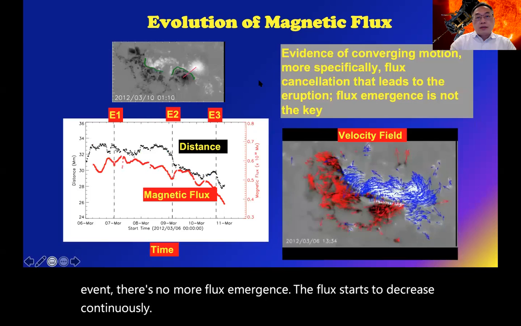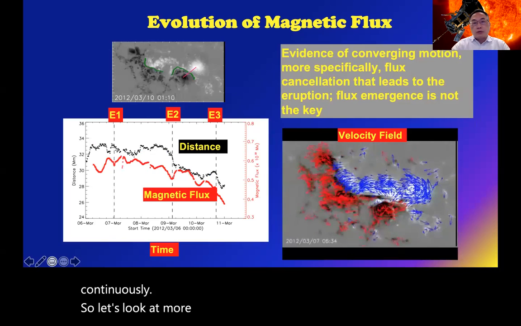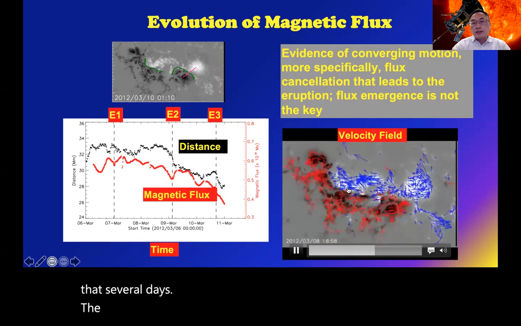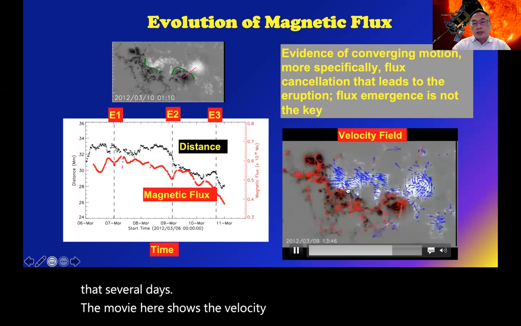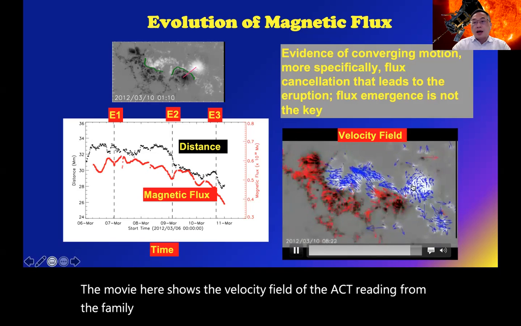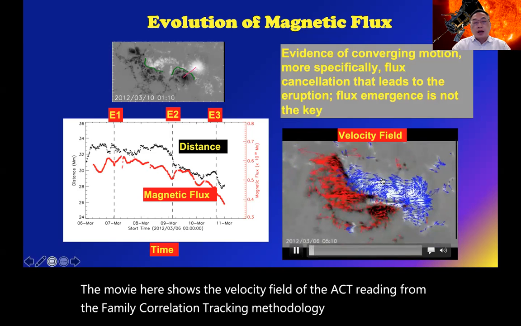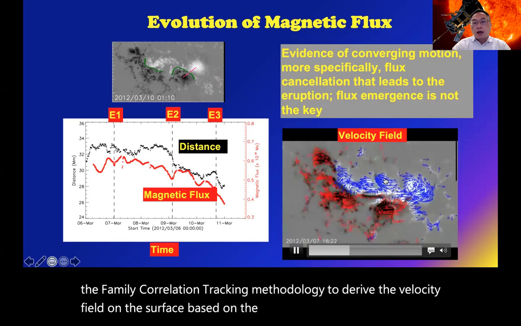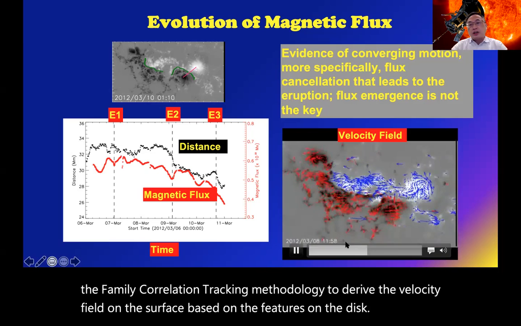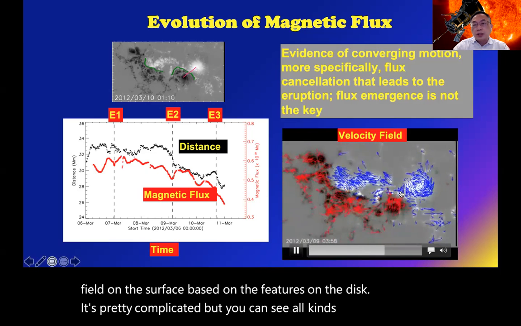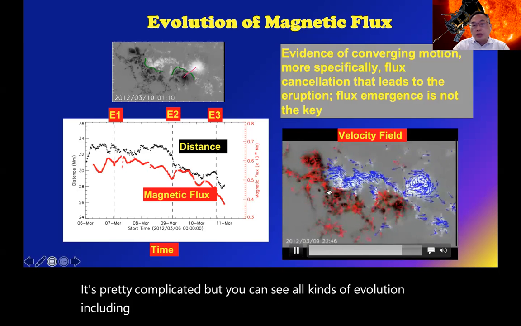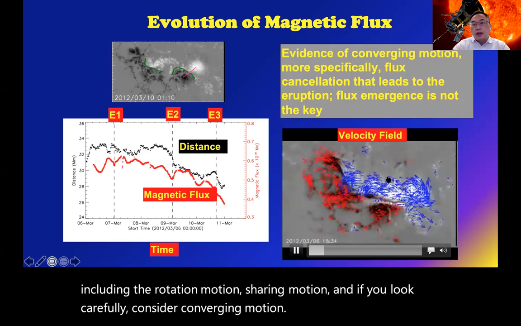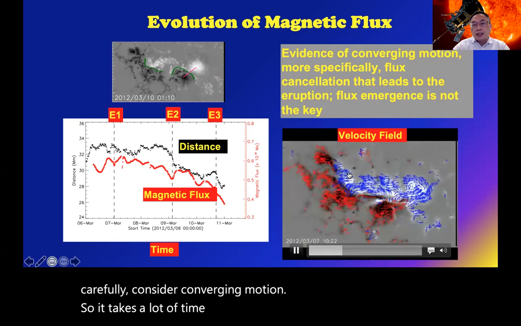So let's look at more details of how the magnetic flux evolved during those several days. The movie here shows the velocity field of the active region, derived from the correlation tracking methodology based on the features on the disk. It's pretty complicated, but you can see all kinds of evolution, including rotation motion, shearing motion, and if you look carefully, you can see the converging motion. It takes a lot of time to inspect this kind of movie.